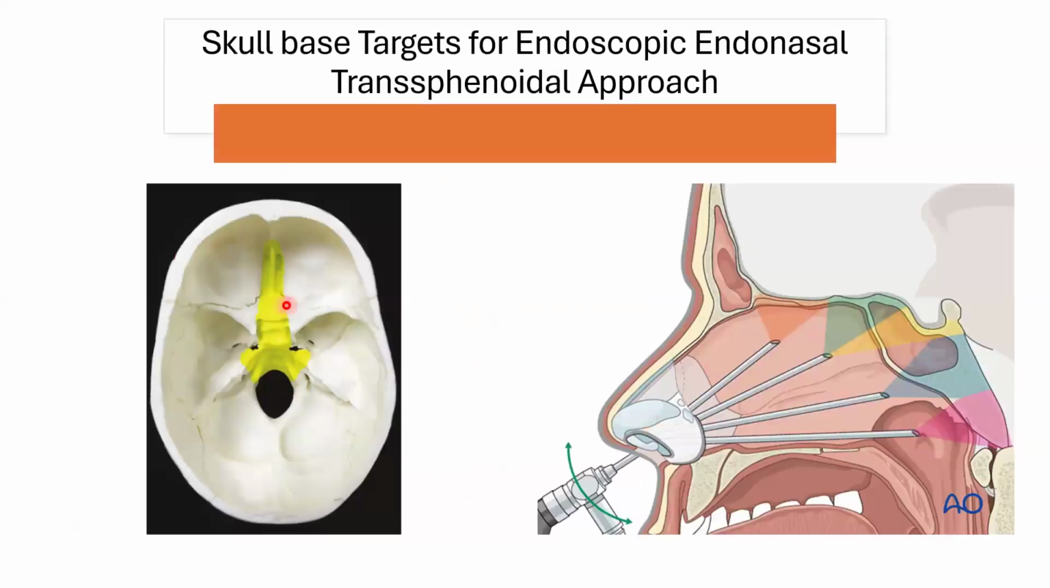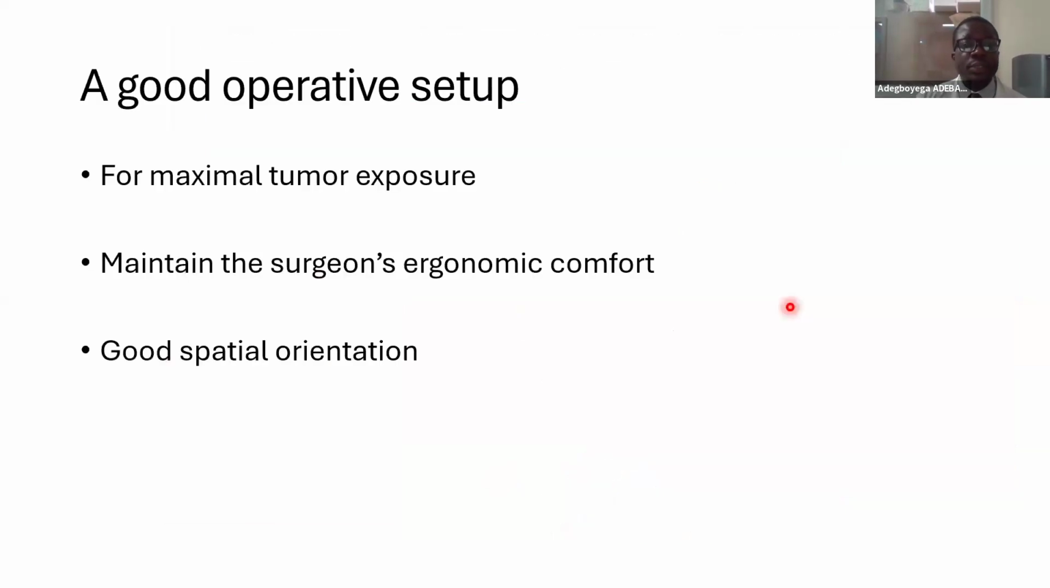The targets of the endoscopic endonasal transsphenoidal surgery are outlined in the picture of the skull base displayed above. The yellow area shows the area of surgery where one can use the approach, from the cribriform plate, anterior cranial fossa planum, sphenoid, to the sella, and also down as far as the clivus. The orientation of the scope will depend on the approach or the target area where the lesion is located.